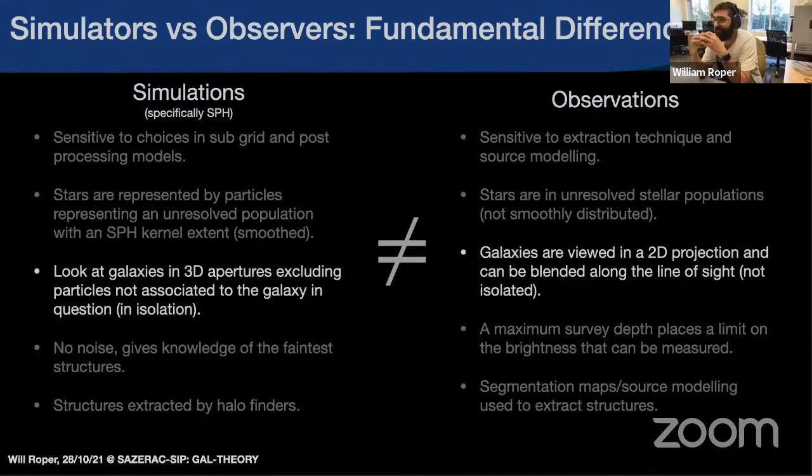Again, more fundamentally still, when we're looking at galaxies from simulations, we're often doing this in a 3D aperture, which the halo finder or the structure extraction method has decided contains particles it thinks are in a galaxy, and all particles not associated to that galaxy have been removed. So we're looking at these galaxies in isolation. Whereas in observations, these galaxies are viewed in a 2D projection. They can be blended along the line of sight, and they're inherently not isolated. They're out in the real universe.